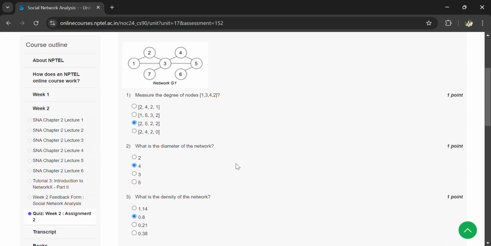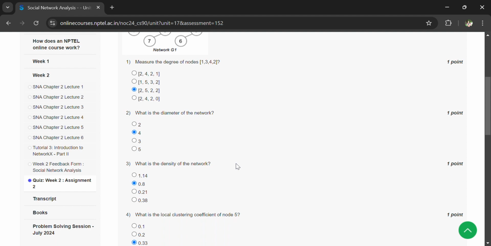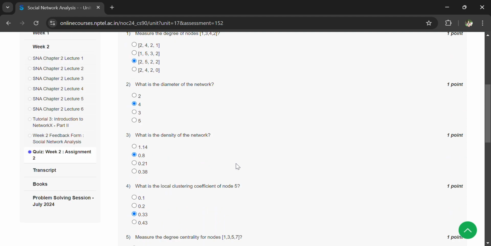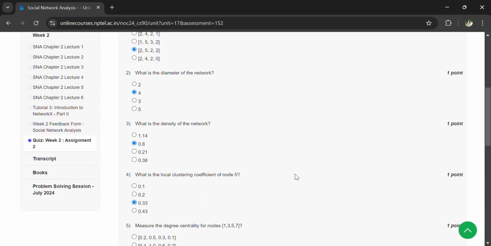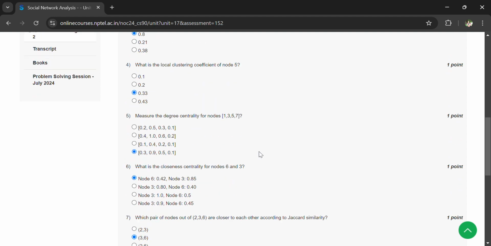That is 4, highest number of degree. And what is the density of the network? It is 0.8. And what is the local clustering coefficients of node 5? 0.33. And measure the degree centrality of the nodes 1, 3, 5, 7. 0.3, 0.9, 0.51. What is the closeness centrality for the node 6 and 3?